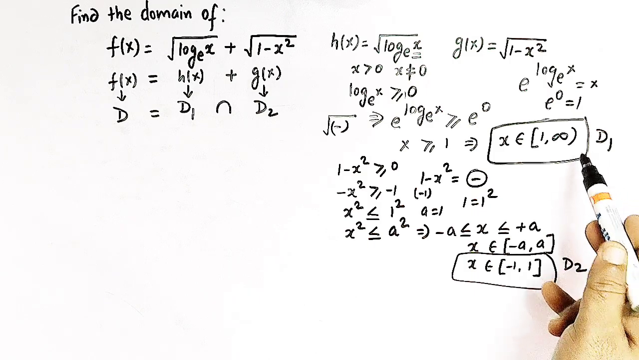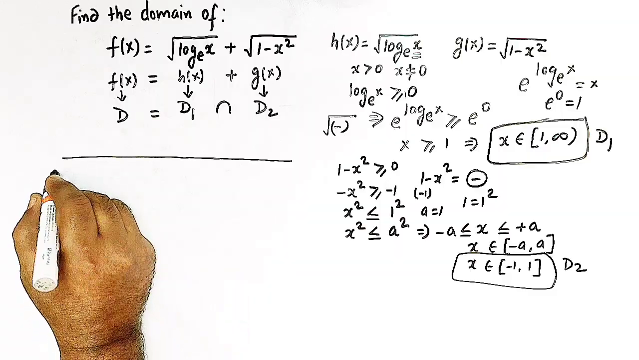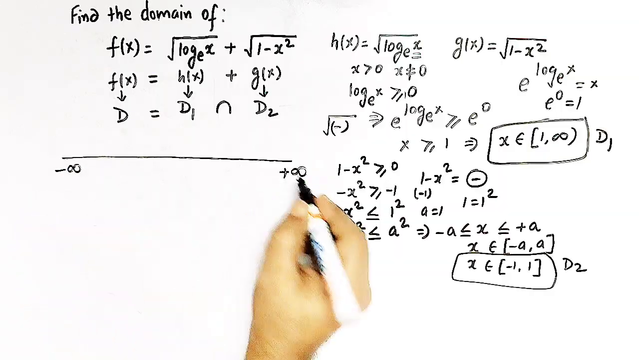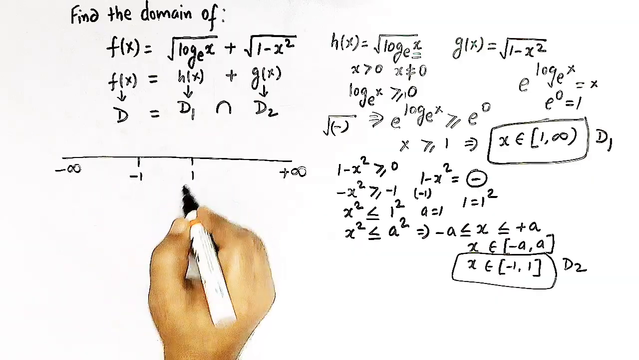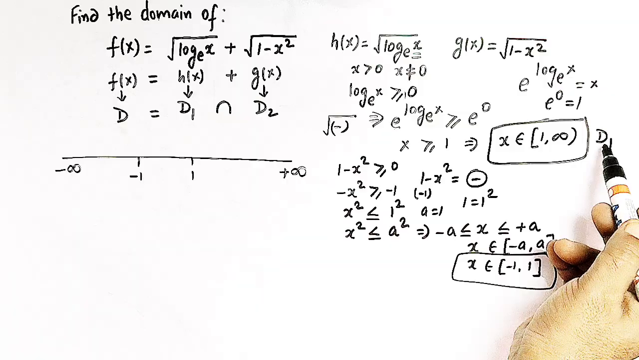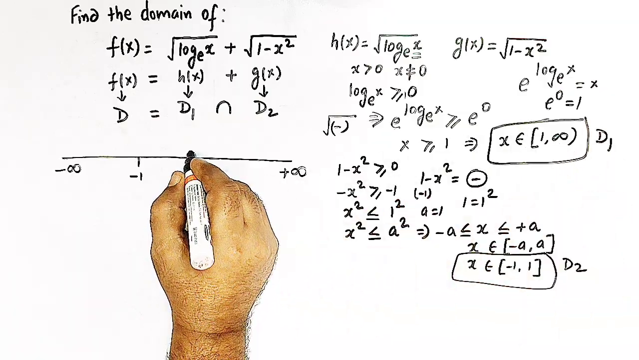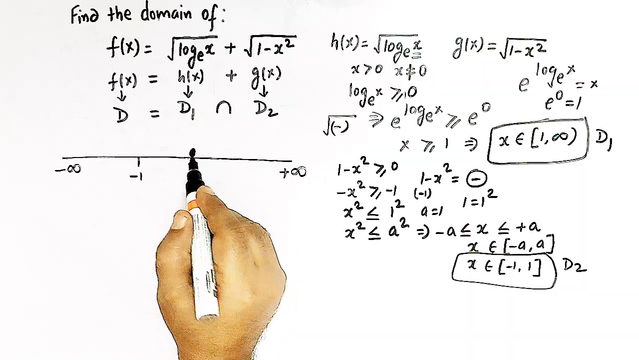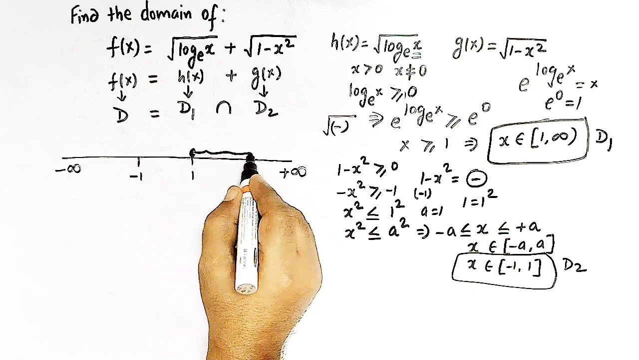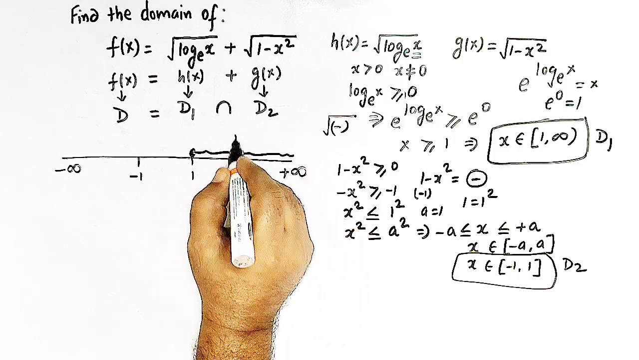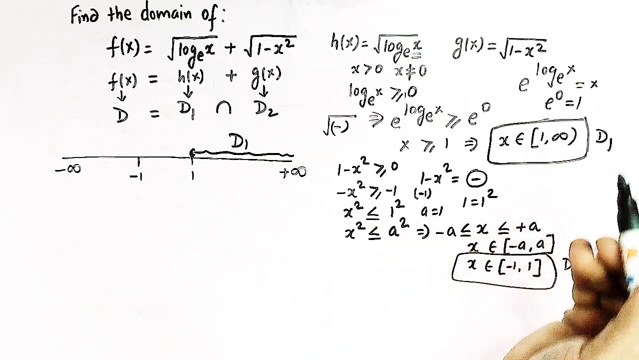So now let us represent these two domains d1 and d2 on the real number line. Here we have minus infinity, here we have plus infinity. Now here we have say minus 1 and here we have 1. The domain d1 is from 1 to infinity, where 1 is also included. So here we have the dark circle, which represents that 1 is also included. So here we have this region, that is d1, from 1 to infinity where 1 is included.